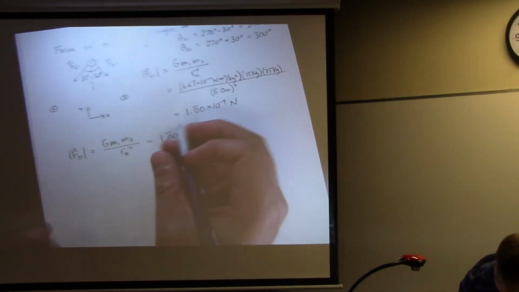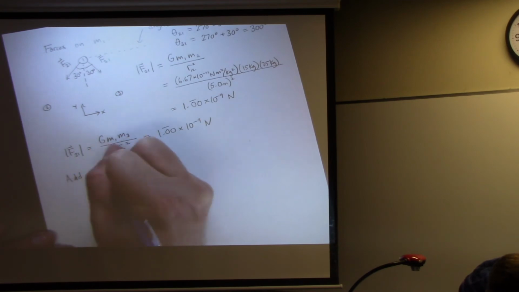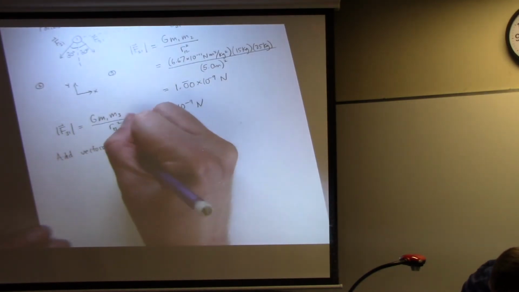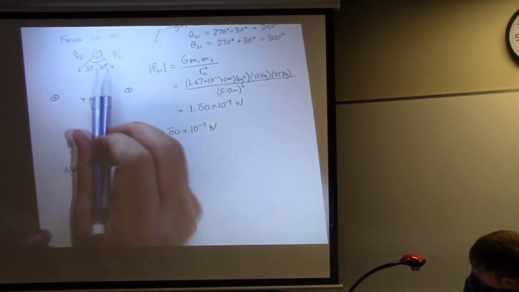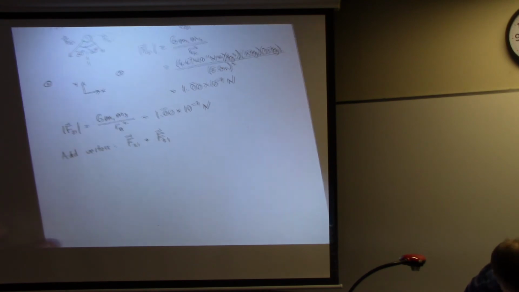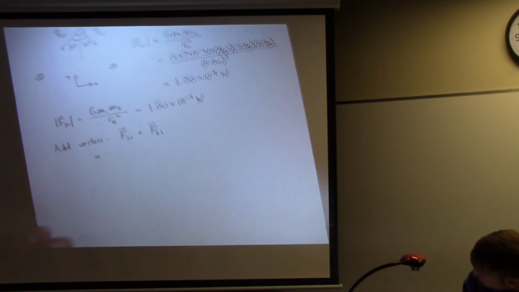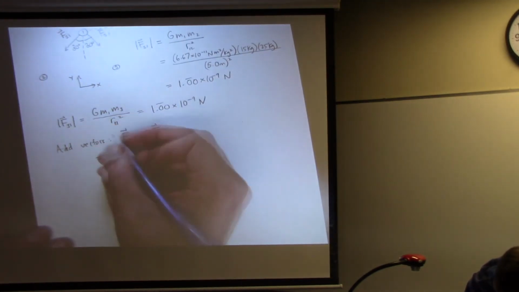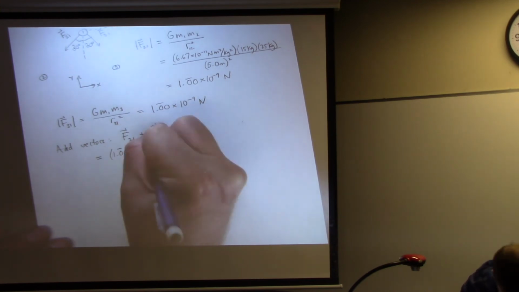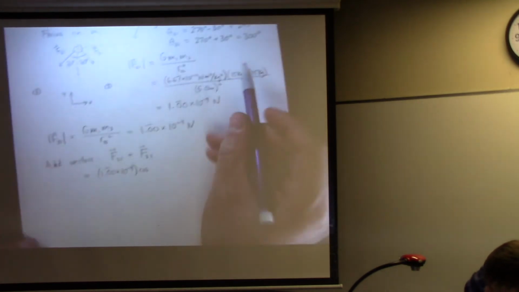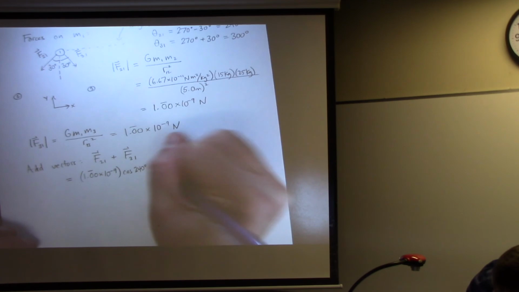Okay, so now we're going to add the vectors. So how do I add these vectors? Well, I'm taking F21 plus F31. That's the total amount of force acting on mass number 1. And the way I add any two vectors, as you remember, is break each one into components. So the first vector has a magnitude of 1.00 × 10^-9 newtons. Now if I multiply by cosine of the angle, which is 240 degrees, that's the x component of that vector.